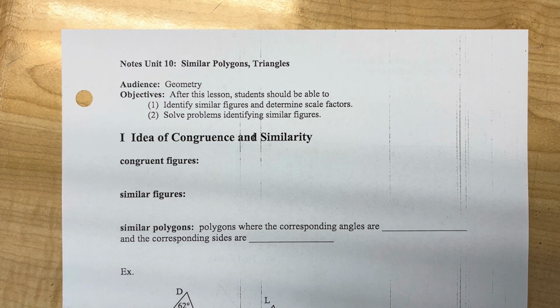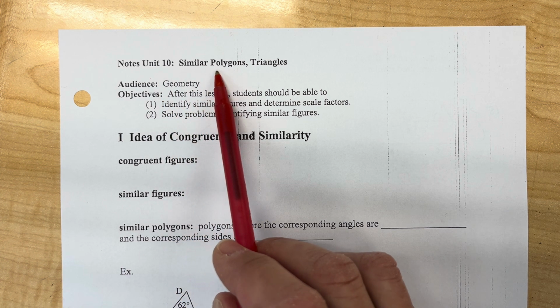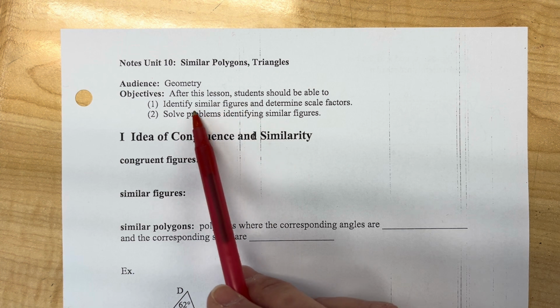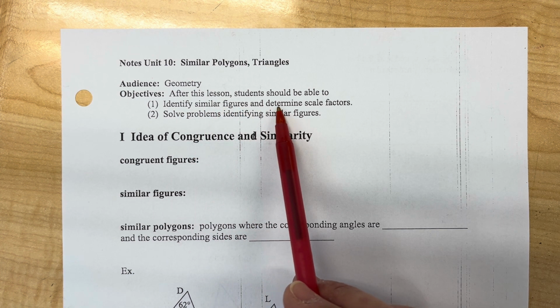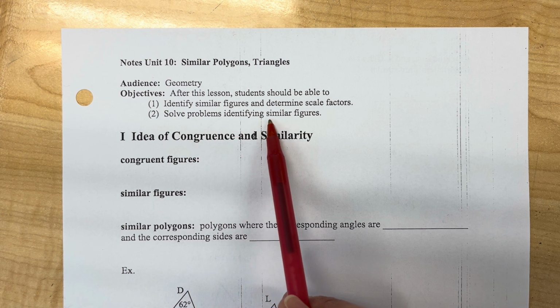Okay, Math 7 fans, our topic for today, we're starting Unit 10 here, which is similar polygons and triangles. So our goal today is to identify similar figures and determine scale factors, and then to solve problems identifying similar figures.